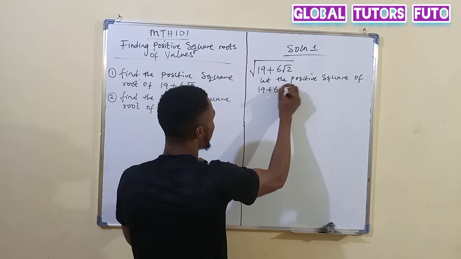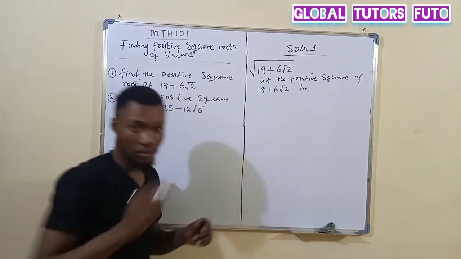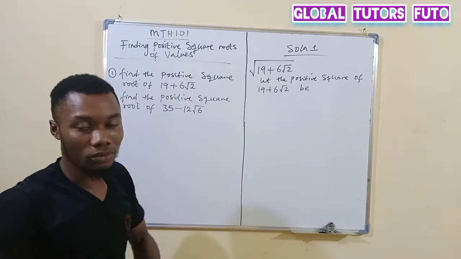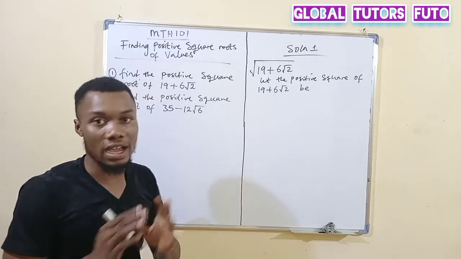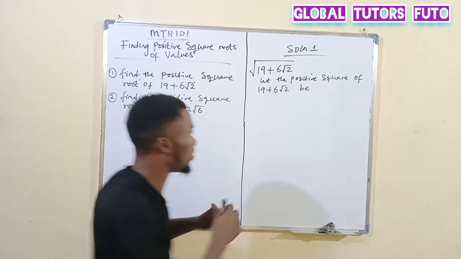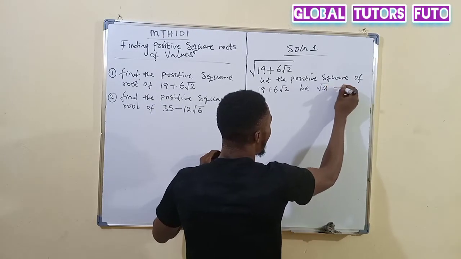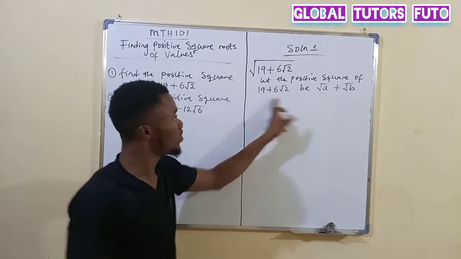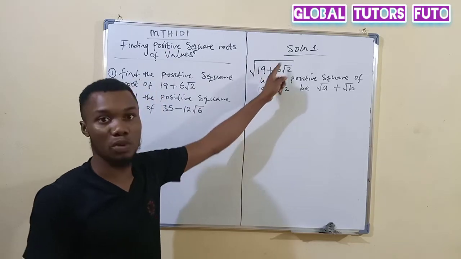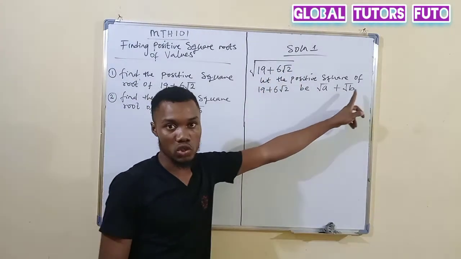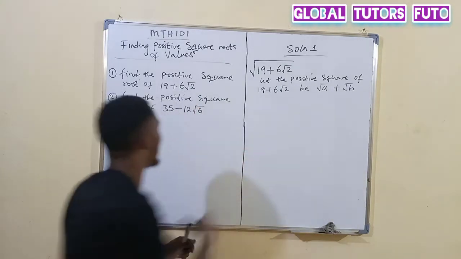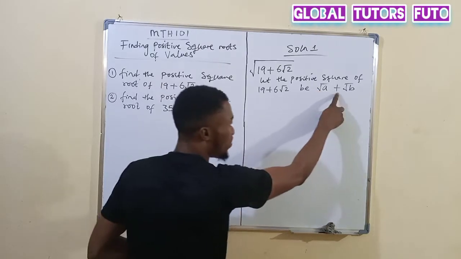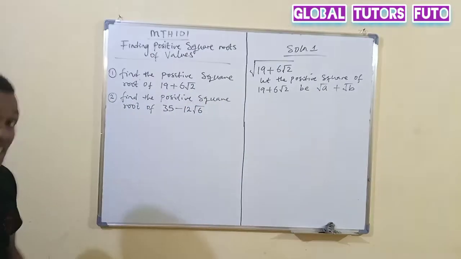now I can represent this in form of a and b. Let it be equal to root a plus root b. You know that the positive square root of this is the square root of 19 plus 6 root 2. So let it be root a plus root b. The reason why I'm using positive here is because there is positive here. So for this one that has negative here, I will be using root a minus root b. Is it clear now?